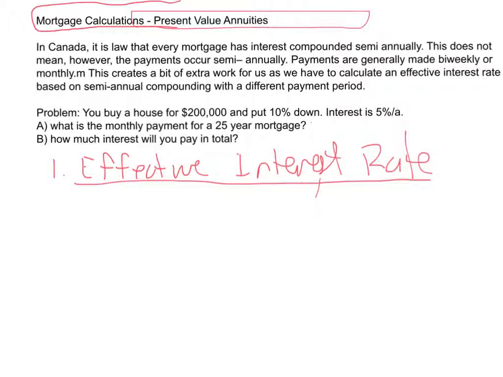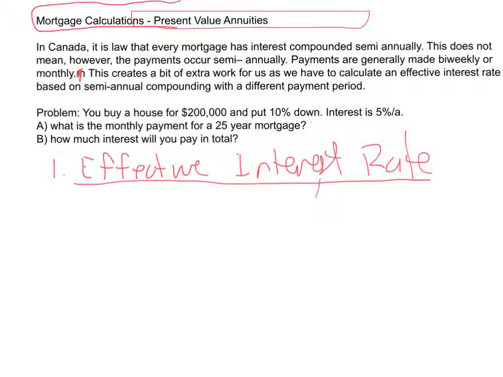And this is a bit of a problem, though, because our payments aren't semi-annually. Payments, on average in Canada in general, are made every 2 weeks, bi-weekly, although they can be weekly, or monthly. That's the most common one. My apologies, there's an extra M there. So what we have to do is calculate what's called an effective interest rate per payment period. So it involves a little bit of extra math.